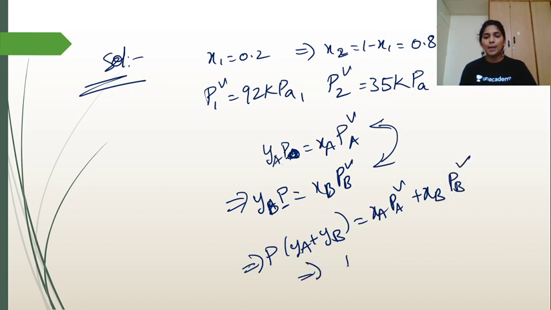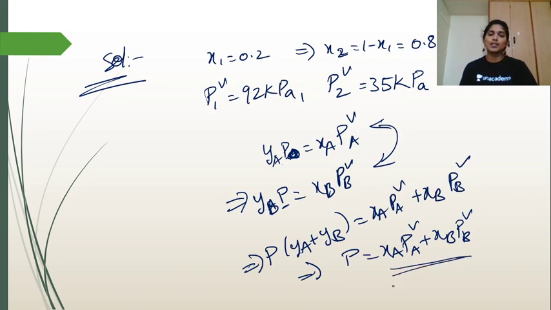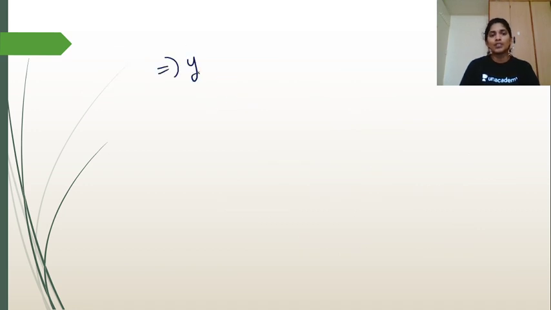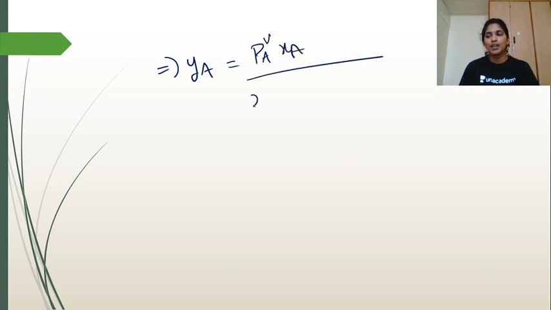So from this what you get? P is equal to XAPA saturated plus XBPB saturated. So from this we got the total pressure maintained by the system in terms of the known values, means mole fractions and vapor pressures. So from this, YA can be given as XAPA saturated divided by XAPA saturated plus XBPB saturated, right? So this is what they were asking about.